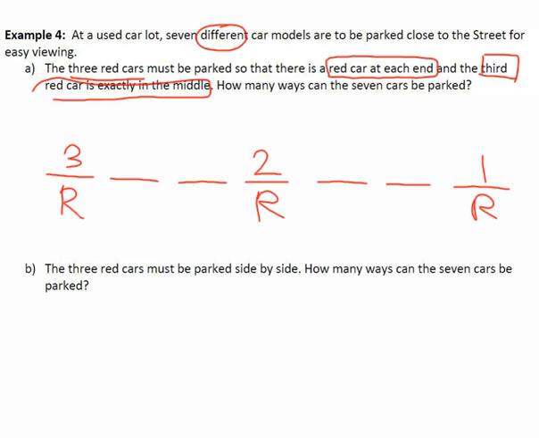Now, I'm going to use a different color for the other cars. I used red for red. Makes sense, I thought. Okay. The other cars were not told what they are. So there's 4 other cars, let's say, C1, C2, C3, and C4. They have to go in these blanks.